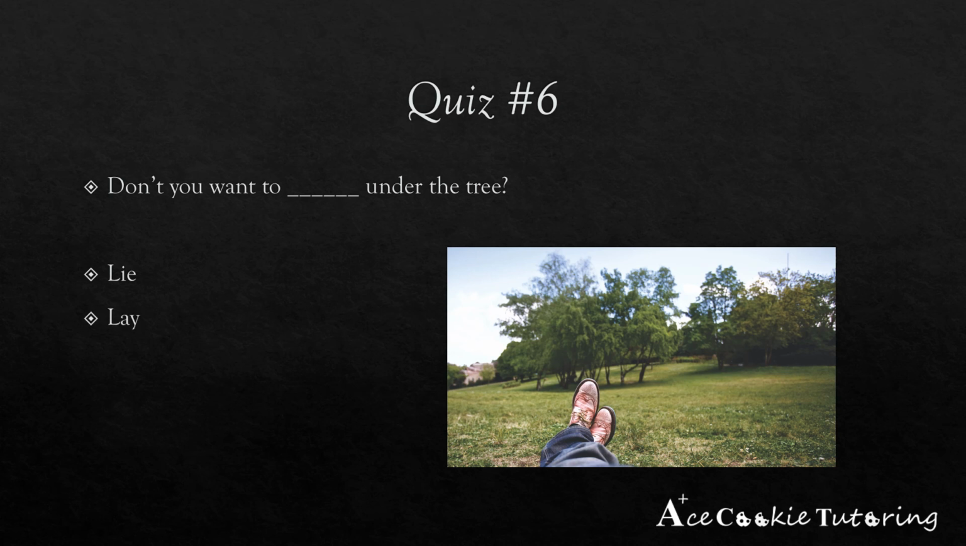Now there was a major difference that Cynthia just told us about. Which one is for living things like people, animals, and which one is for inanimate objects, just things that aren't living. And once you've got that figured out, decide which one we need here. We're talking about something living or something that's not living. So in 3, 2, 1, the answer is lie, because we're saying don't you, so you refers to a person. All right, guys, hope you got that one right. We have just one more quiz to go.